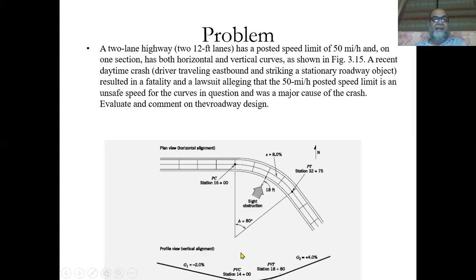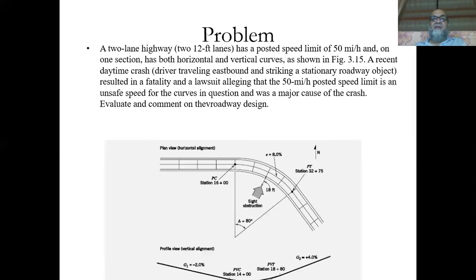So this is a grade G1 of minus 2%, meeting a grade G2 equal to 4%. There is a station at PVC 14 plus 00, and the PVT station is 18 plus 80. And in a short while, we will see how these values can be used to solve the problem.